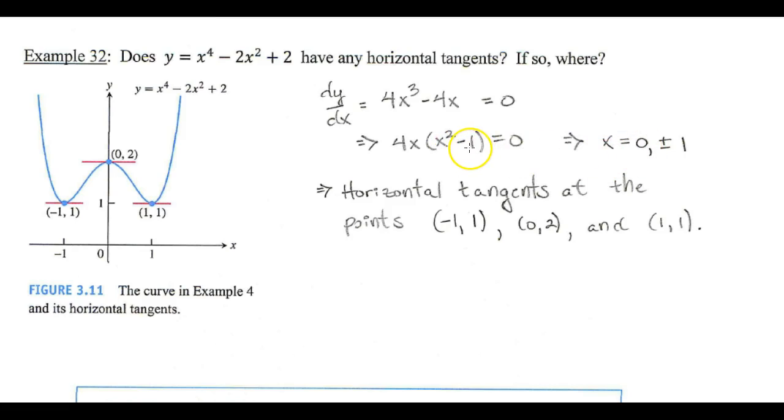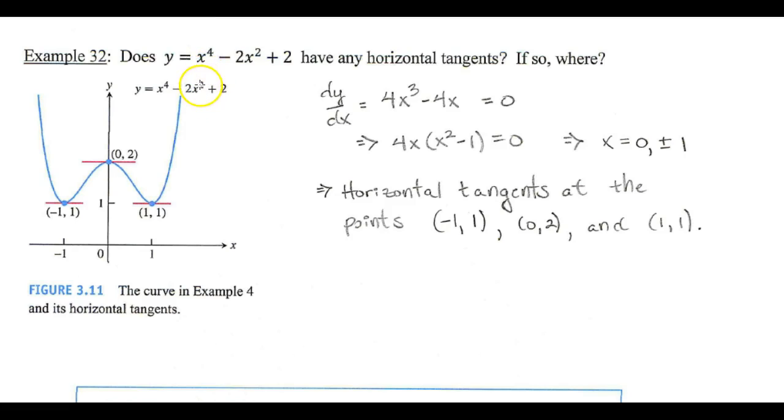x squared minus 1 can either be factored into x plus 1 times x minus 1 to see that I get x equals plus or minus 1 when I set them equal to 0, or solve x squared minus 1 equals 0 directly, so x squared equals 1, which means x equals plus or minus 1. Thus I have horizontal tangents where x is either minus 1, 0, or plus 1. So then to figure out what the y value is, I would have to stick it back into the function, right?